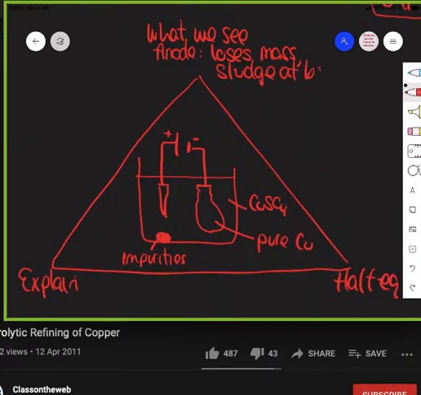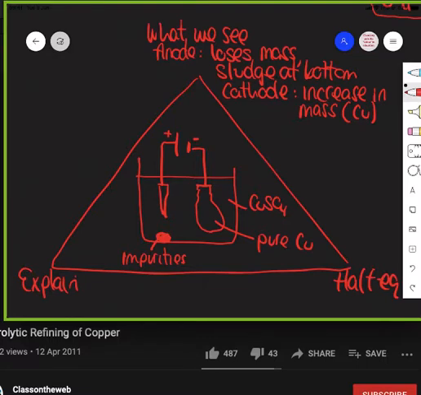What happens to the cathode? Gains mass. Yep. So cathode, from our observation, it will increase in mass. And we'll just put Cu in brackets. So that's what we see. So what did we say happens at the anode in terms of oxidation reduction? It's oxidized.